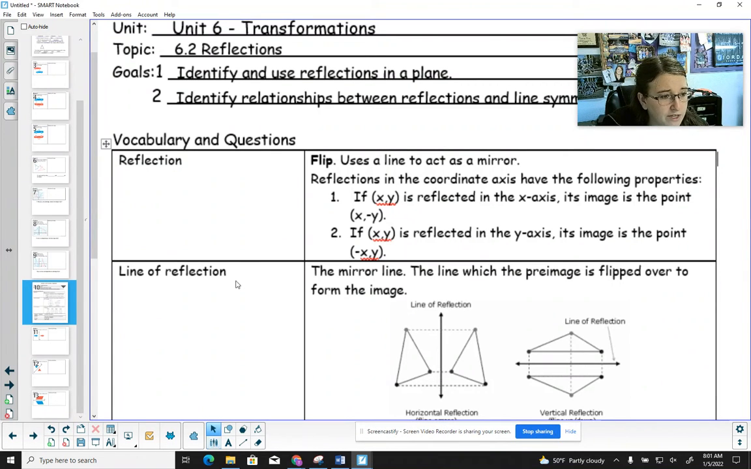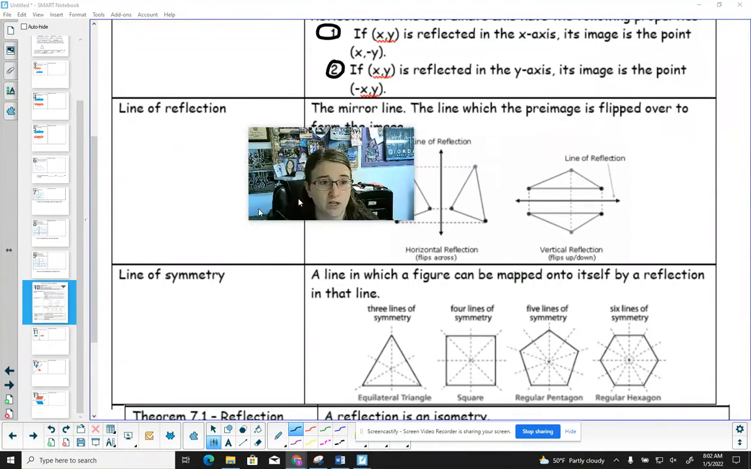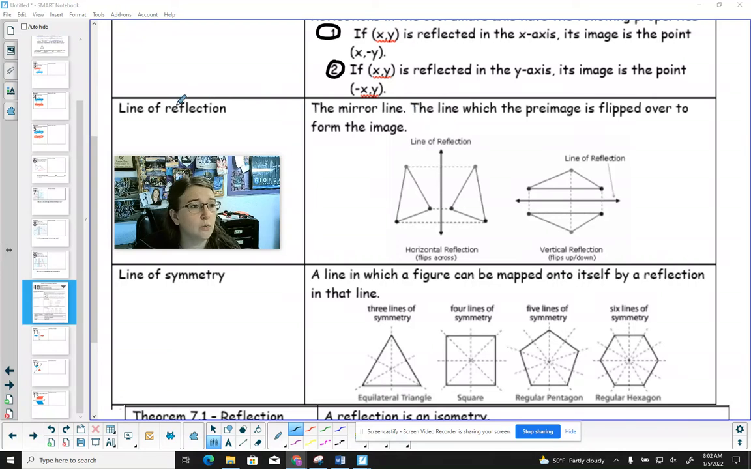Now, I'm going to point out a couple things here in your vocab. At the very top, it has these rules here that if you would like to memorize those or ask me how to use those on your own, you totally can, but it requires memorization versus we can think about reflections as just an understanding. So I want you to go ahead and look at the line of reflection vocab. So we call the line of the reflection the mirror line. It's the line we flip over.